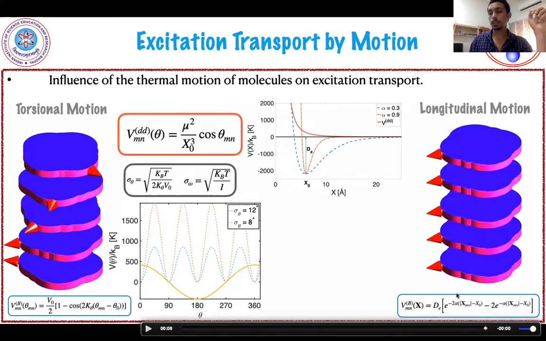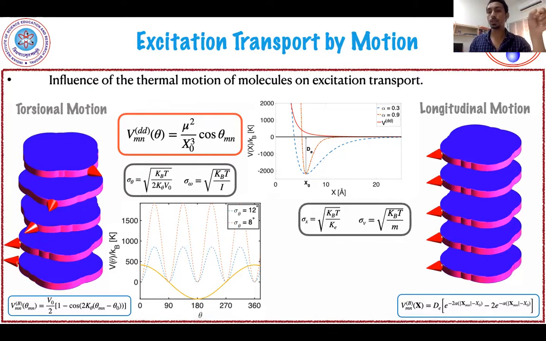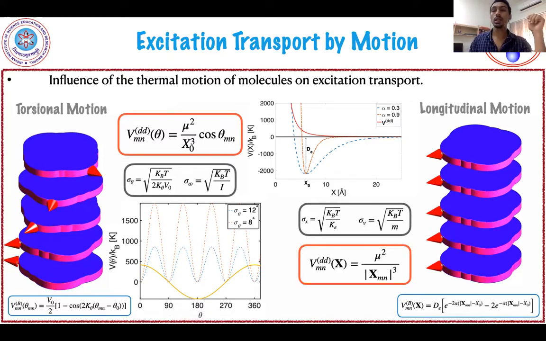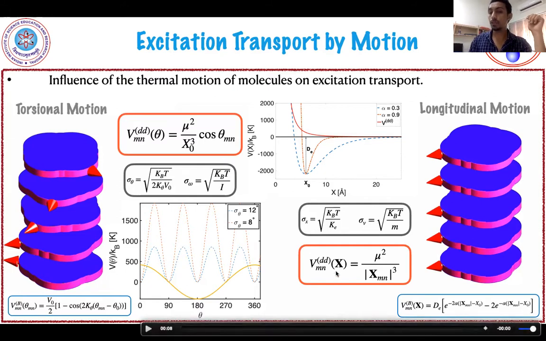Now the time-dependent parameter is XMN. This will change with time, because now the angular separation is fixed, but the molecule can move along the aggregation axis. So the distribution of position along the aggregation axis is given by sigma X, which is the square root of KBT upon KE. And for the distribution of velocity, again, we use the Maxwell-Boltzmann distribution. And the dipole-dipole interaction will have this form now. There is no angular dependence. Theta mn is zero right now, but xmn will change with time. And mu again is the transition dipole moment. And these transition dipole moments are modeled by these red arrows.